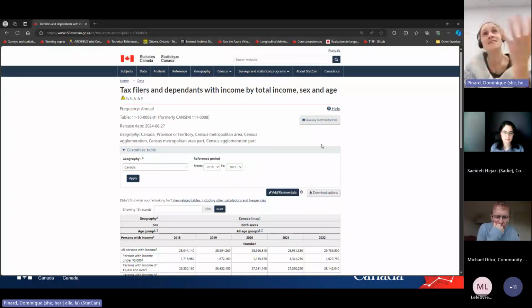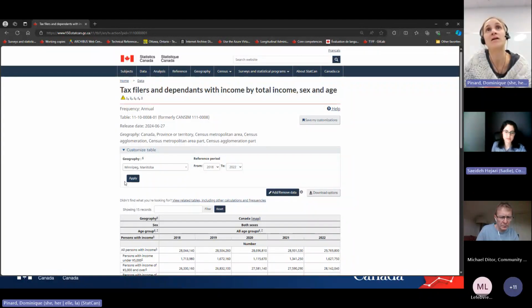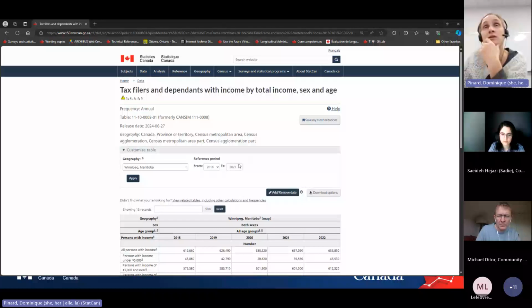So when you click on a table, this is the page that you get to. You have options to quickly change the geography that you're looking at by using that little arrow on the left side that's under Customize Table Geography. And so here you can search. So let's say I'm interested in Winnipeg. Then I could click on that, and then click here, there, and then apply, and then the table would actually produce data for Winnipeg from 2018 to 2022. So that's one way of looking at the data.